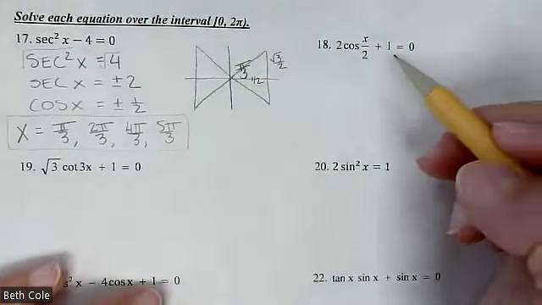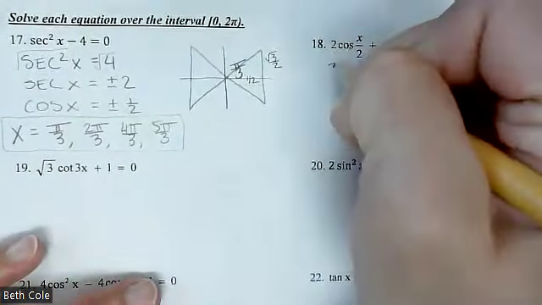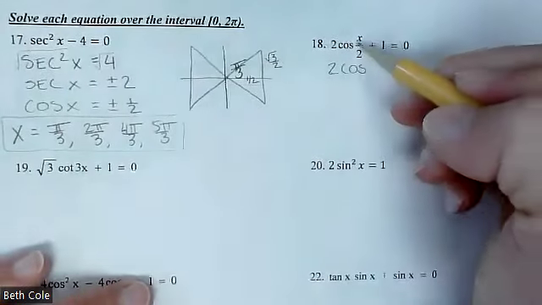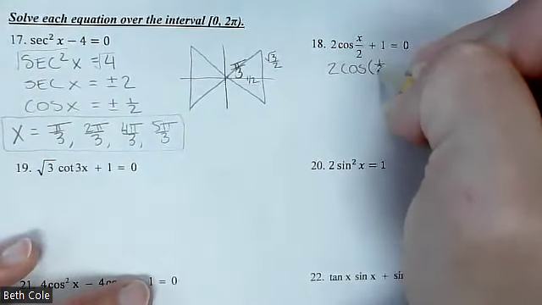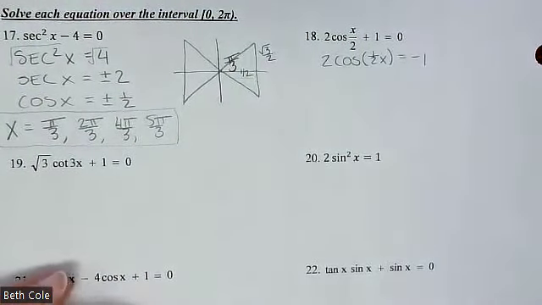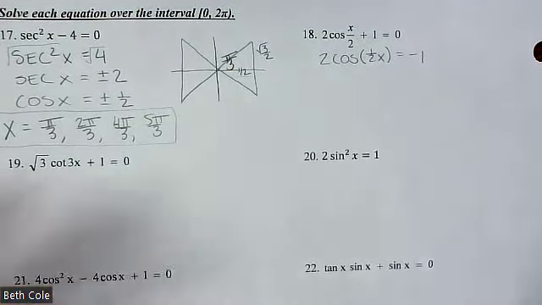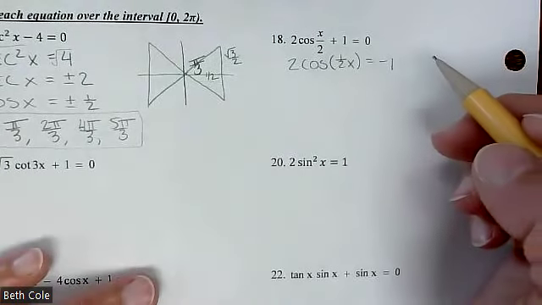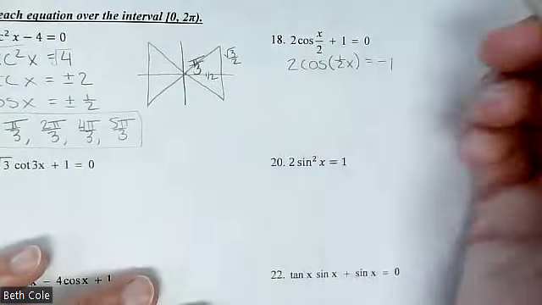All right, 18. First, you would subtract the 1. Also, do you see how this is x over 2? I like to write that as 1/2 x. That's my personal preference. You can agree or disagree, whatever. It's a personal preference, all right? And then what's your next step? Divide by 2.